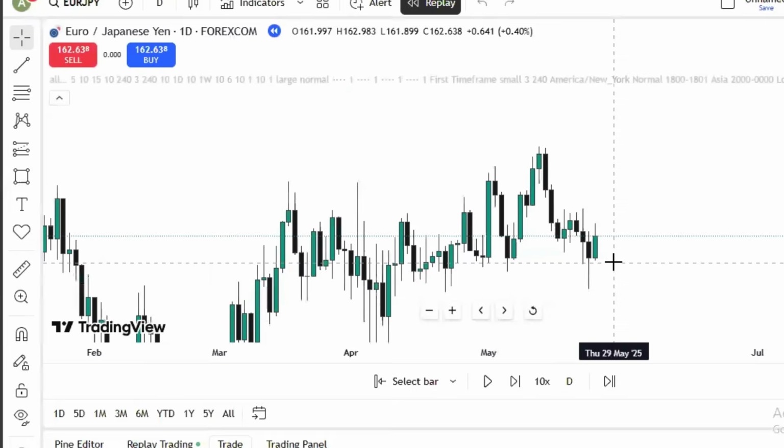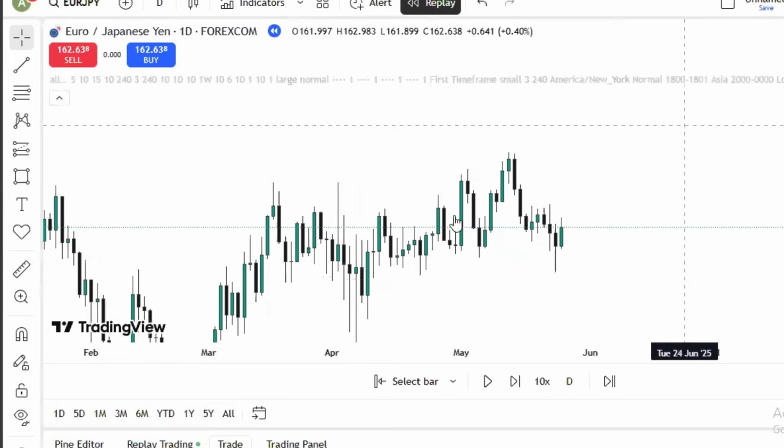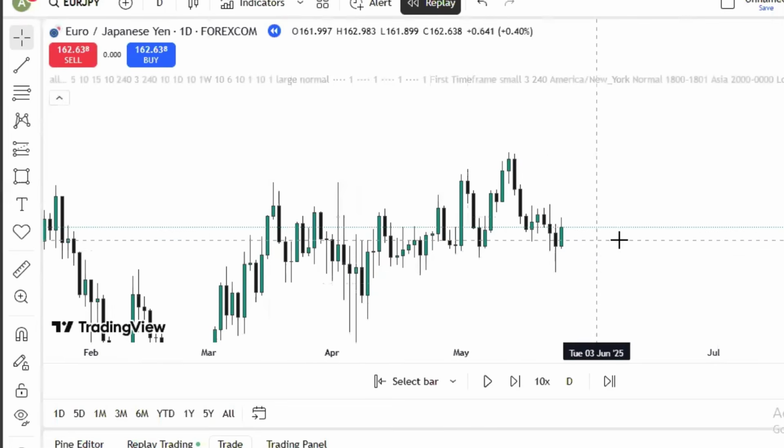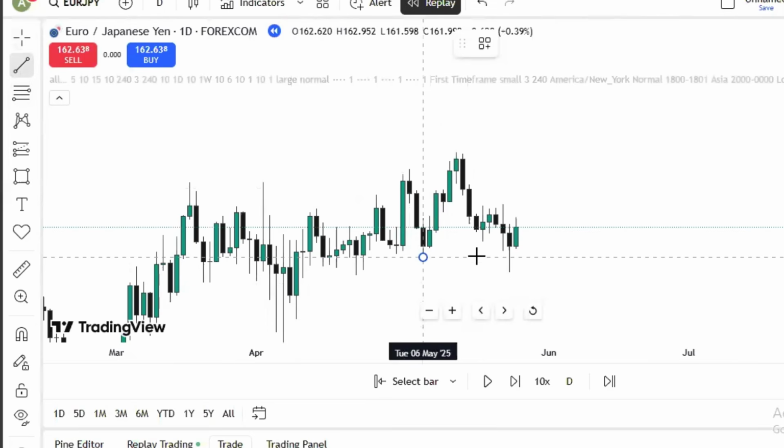Now, if you want to perform the bias on this pair, you could clearly see that the market was consolidating. We've taken external range liquidity.